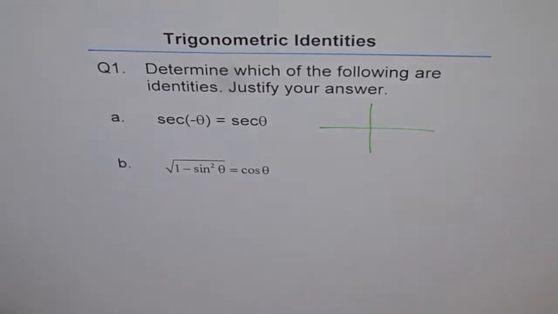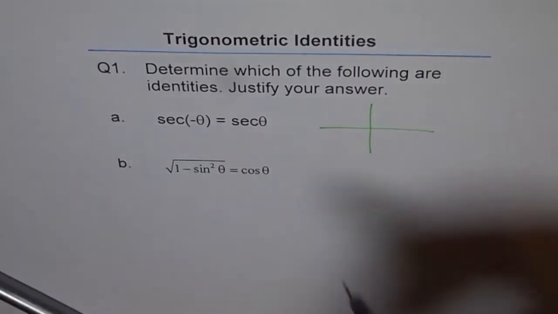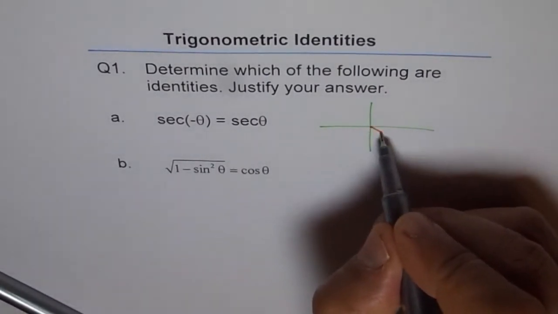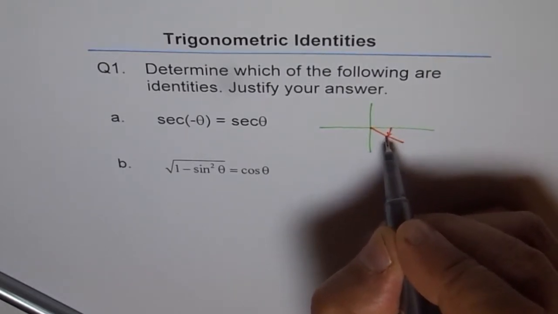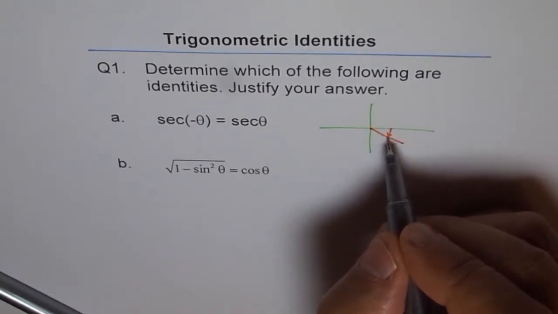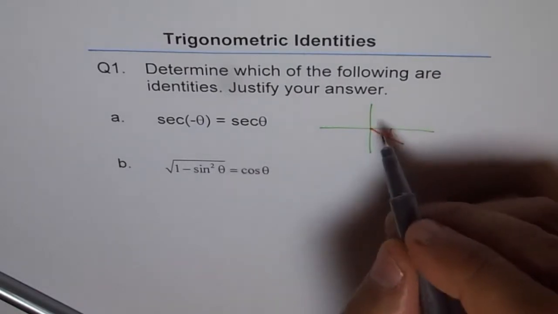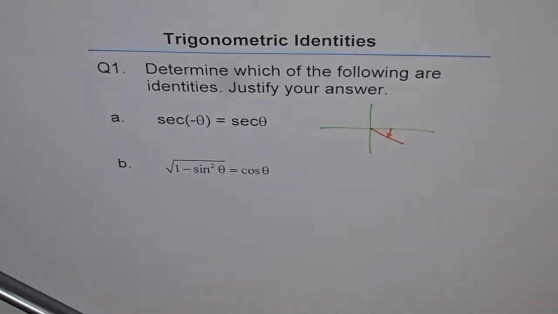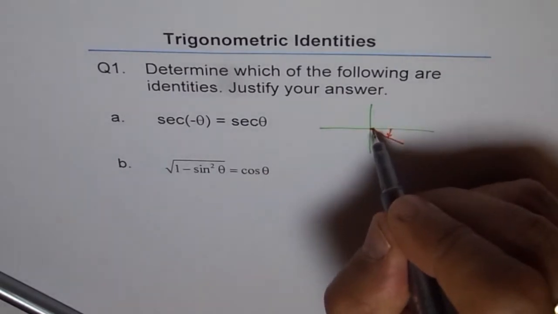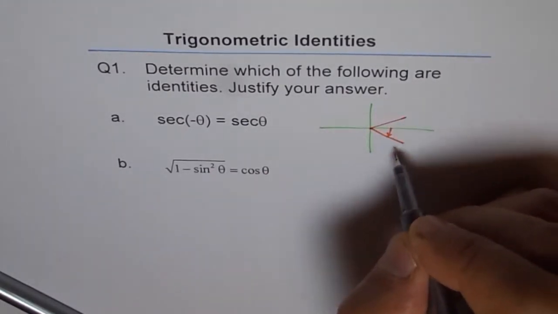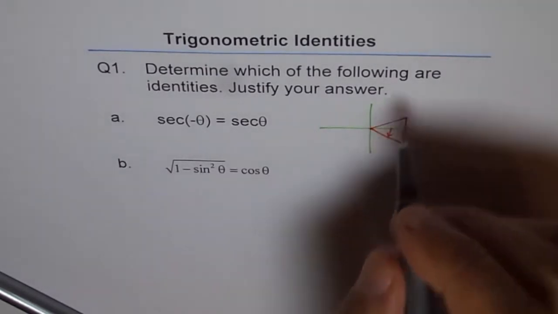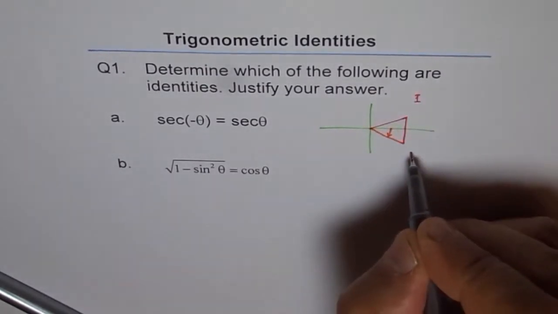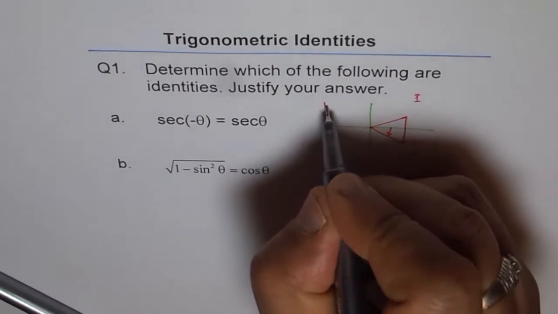When we say secant of minus theta, we are trying to check a triangle in quadrant 4. This is like minus theta since it is going clockwise. And secant of theta will be a point in quadrant 1, right? So we have two right angle triangles here, one in quadrant 1 and the other in quadrant 4, right?